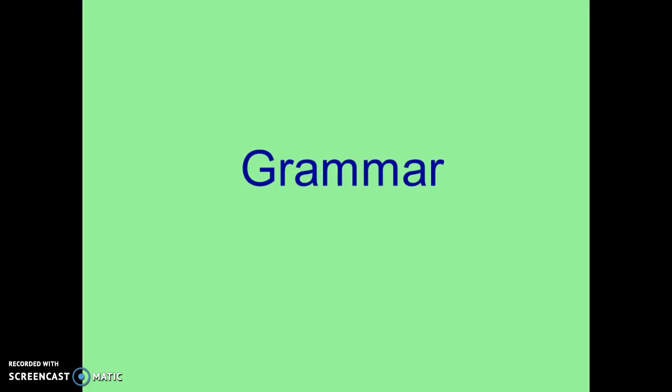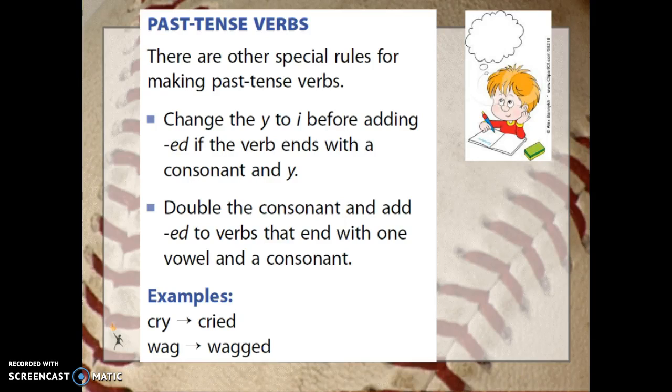Alright, third graders, today you will be doing your second grammar lesson for this week. Again, it is on past tense verbs. There are other special rules for making past tense verbs. Change the Y to I before adding ED if the verb ends with a consonant and Y. The next one: double the consonant and add ED to verbs that end with one vowel and a consonant.